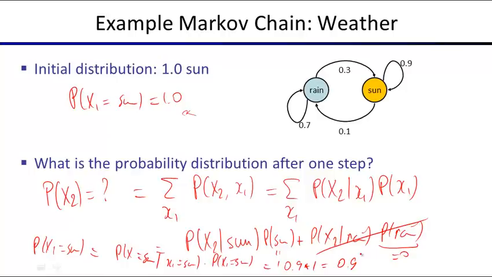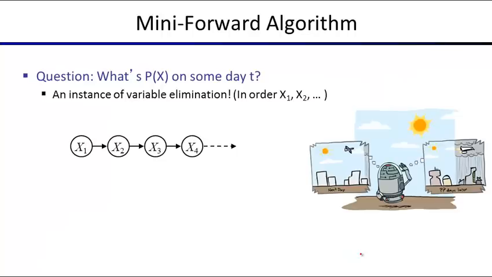Okay. Now, if you keep doing this, the same process of going from time 1 to time 2, then from time 2 to time 3, and so forth, you are applying what is called the mini-forward algorithm. It's a very straightforward algorithm to apply, and it's actually variable elimination. You're eliminating variables one at a time, starting with X1, then X2, then X3, and so forth. So you start with X1 known, and then for any next one, you just apply this recursion over here.